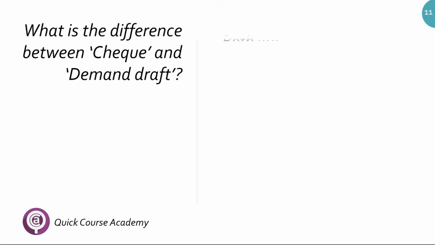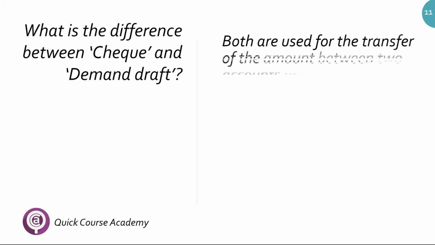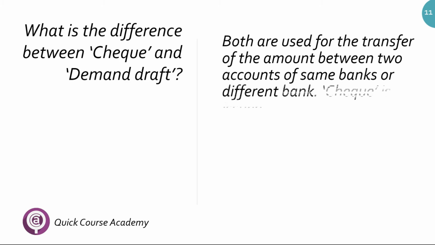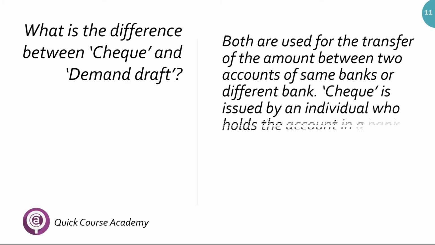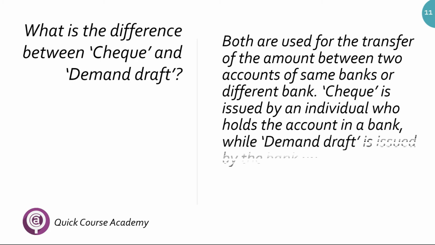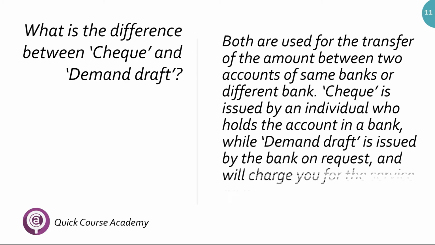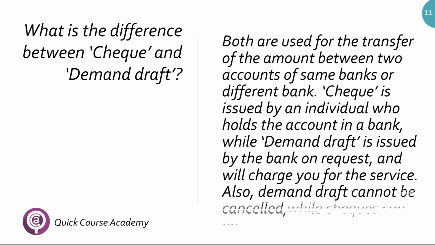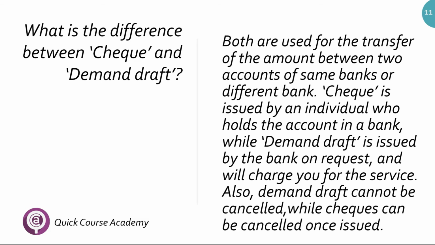What is the difference between a check and a demand draft? Both are used for transfer of an amount between two accounts of the same bank or different banks. A check is issued by an individual who holds an account in the bank, while a demand draft is issued by the bank on request and will charge you for the service. Also, a demand draft cannot be cancelled, while a check can be cancelled once issued.